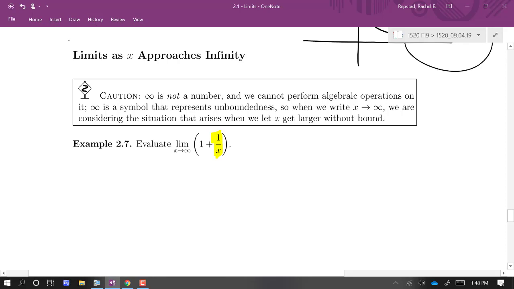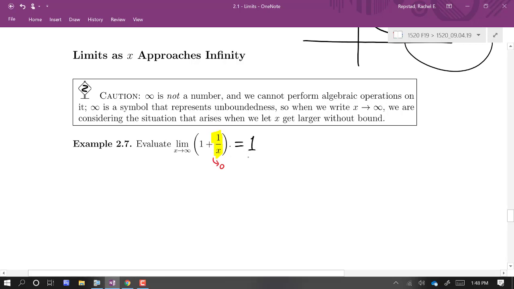As x gets huge, what does the fraction 1 over x approach? 0, right. So since this approaches 0, we're saying as x gets huge, this piece becomes insignificant. It diminishes. So overall, what is that limit? 1.